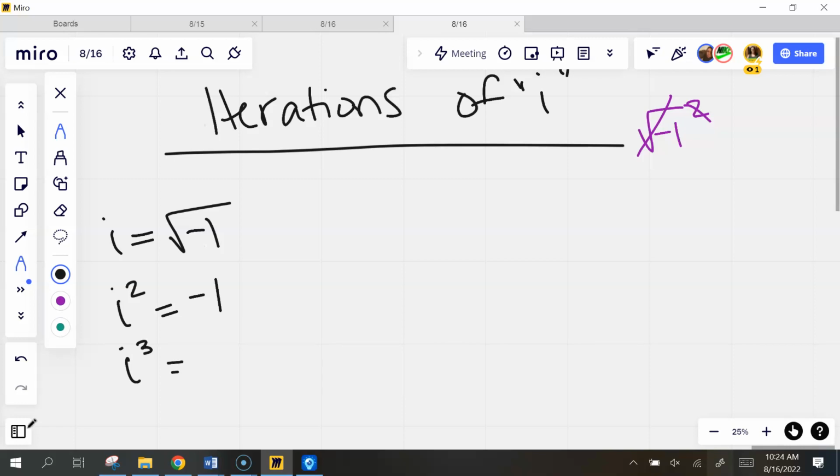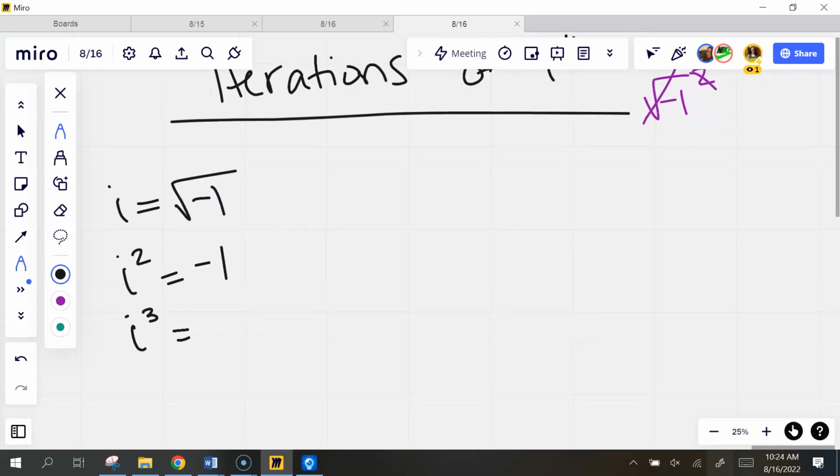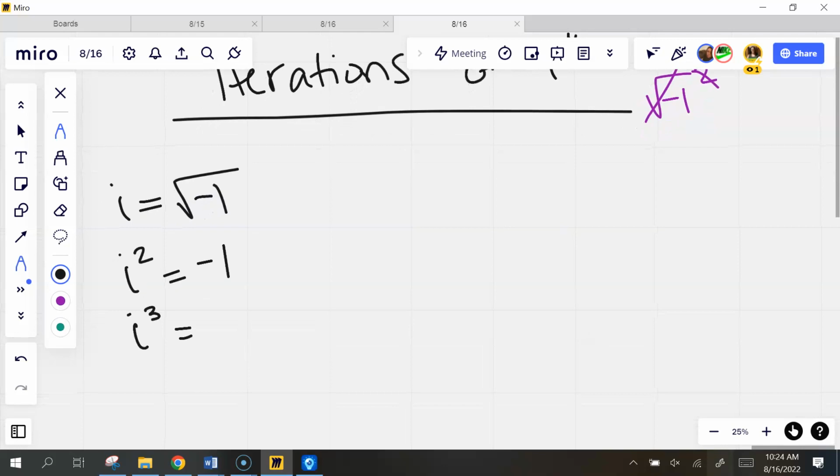What do you think i to the third is? Well, it's still the square root of negative 1. Still the square root of negative 1. Plus, because it's only canceled once. There's still another i. What is it? It's the square root of negative 1.